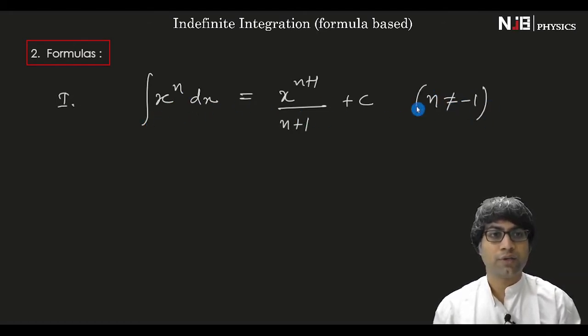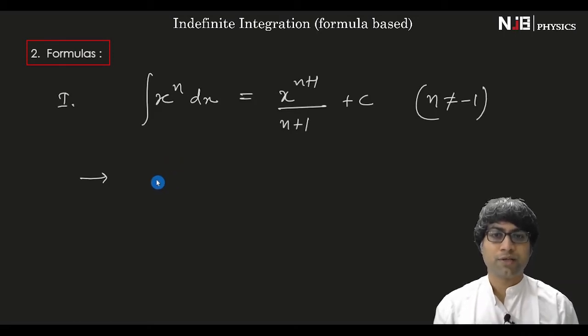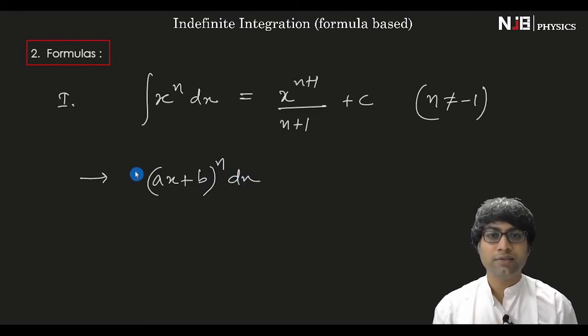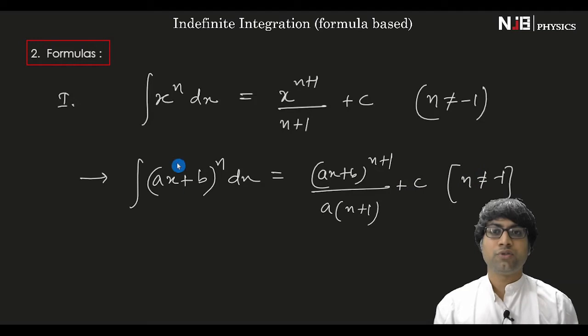So we'll just write it over here. Well, we have a special case in this. Let's say we have a linear expression in x, a binomial expression ax plus b, and it is raised to the power n. And if you want to integrate this, then the integration is going to be equal to (ax plus b) to the power n plus 1 divided by a times (n plus 1). Basically, this a is the coefficient of x. So again, this formula is to be used for n not equal to minus 1. So this is the first formula.